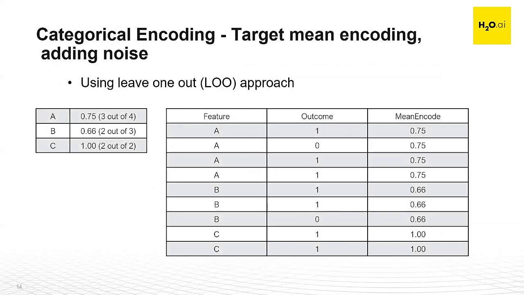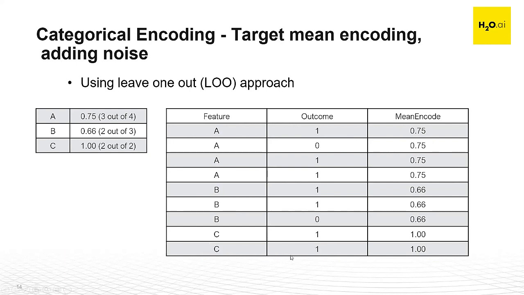Another way to do this is to introduce noise. If I was to use the mean encoding as it is, I would replace A with the total average that I see based on the data. So 3 out of 4 are 1s, so the mean encoding is 0.75. However, this can introduce leakage because I'm using all the rows in the training data. And when I create this value, it includes this row. And if I don't have a big enough count in the data, this can be a bit compromising.